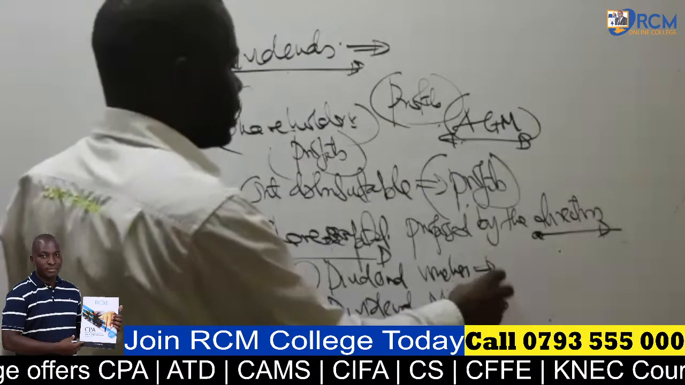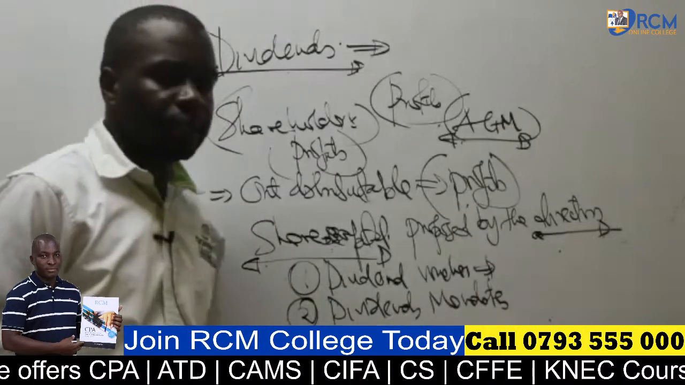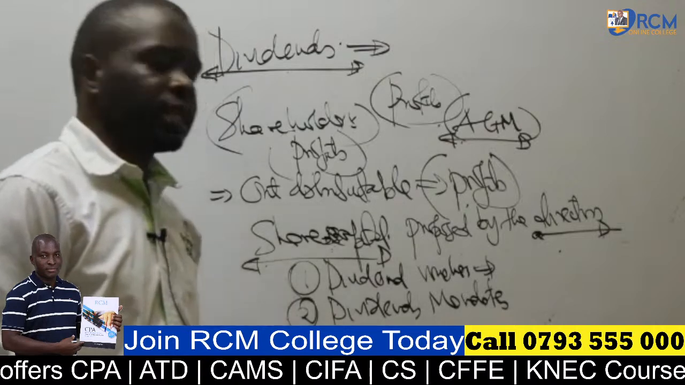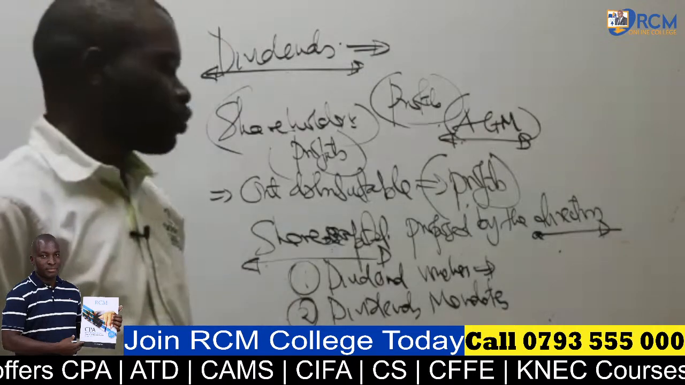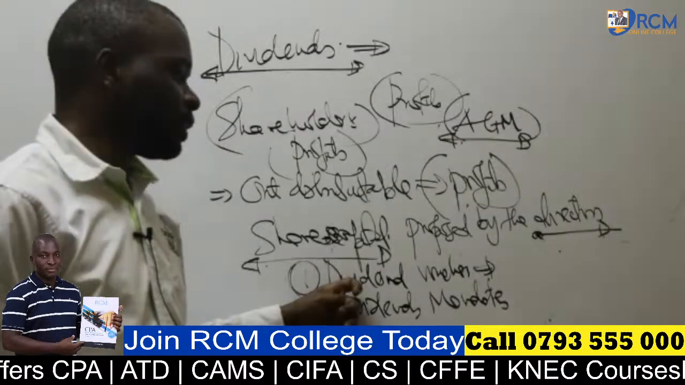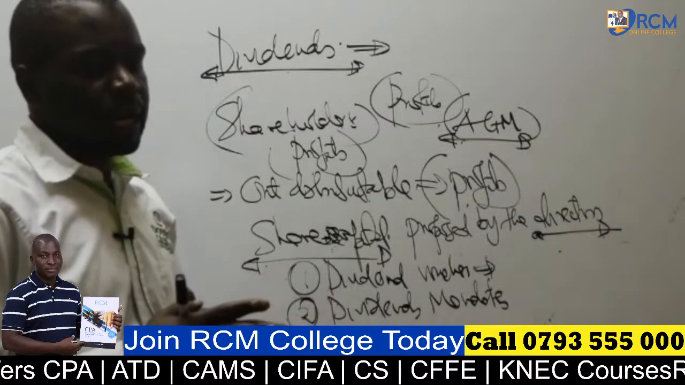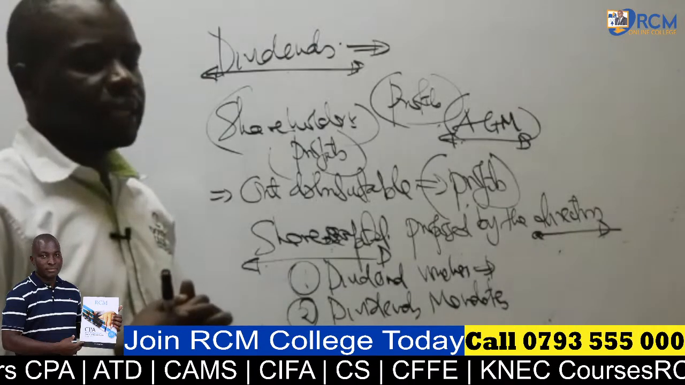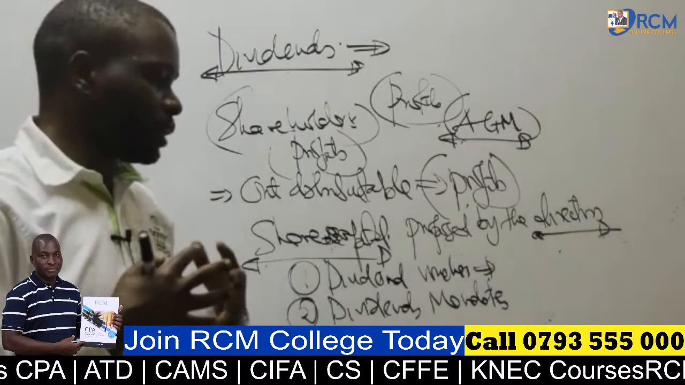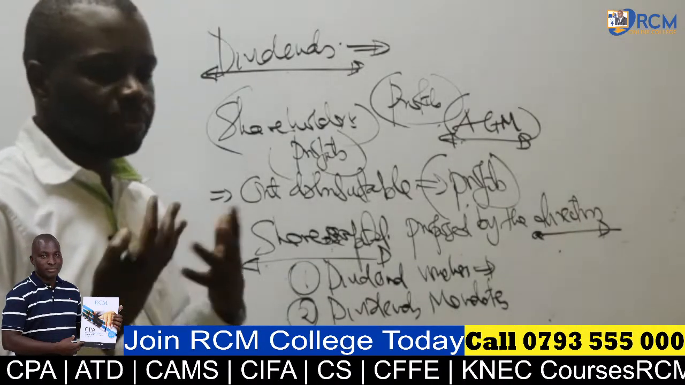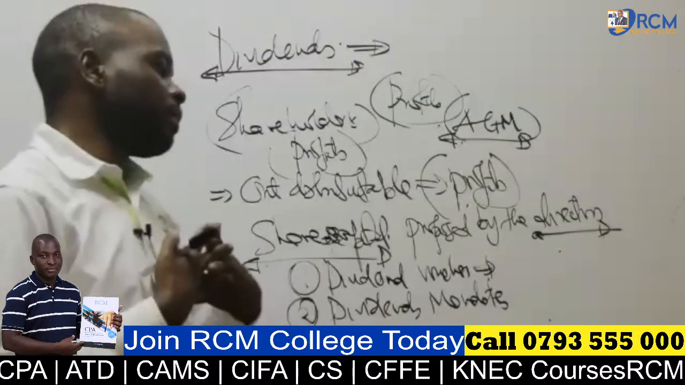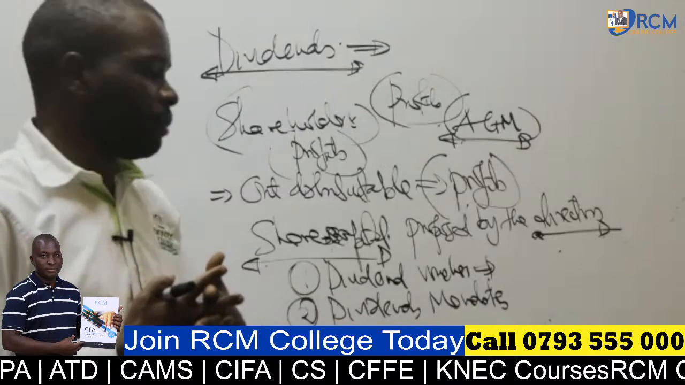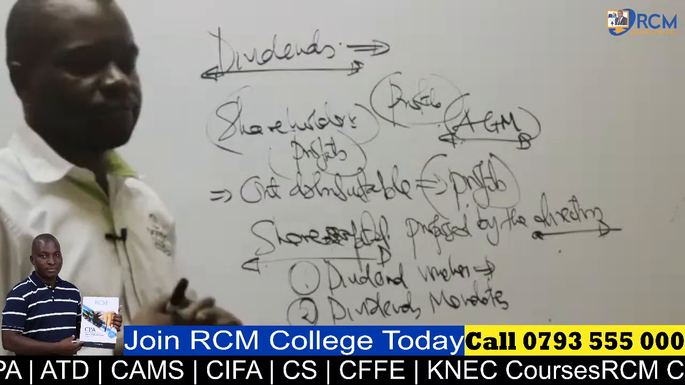So what do we mean by a dividend voucher? It is simply a document that clearly indicates how much you've gotten as dividends from the company. It is a document sent to a shareholder. It will have the name of the shareholder. It will indicate the number and the class of shares on which the dividend is being paid. It will indicate the amount of dividends that is going to be paid to this particular member of the company. It will also indicate the name of the company.